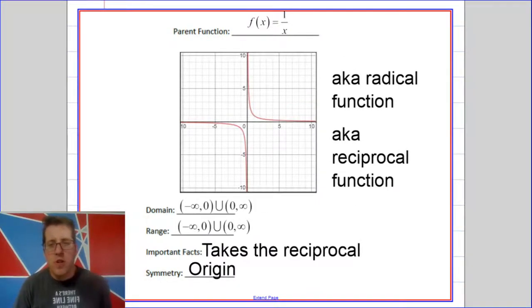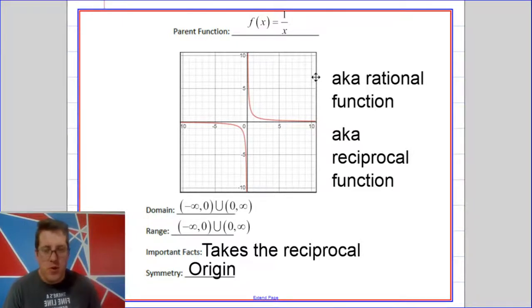Our final function is 1 over x, which is also known as a rational function, or the reciprocal function. Its domain is you can plug in any number except 0, and you can get out any number but 0. An important fact is that it takes the reciprocal. So if you plug in 3/4, you get 4/3 out. And this is symmetrical about the origin. All right, make sure you've got all those written down.